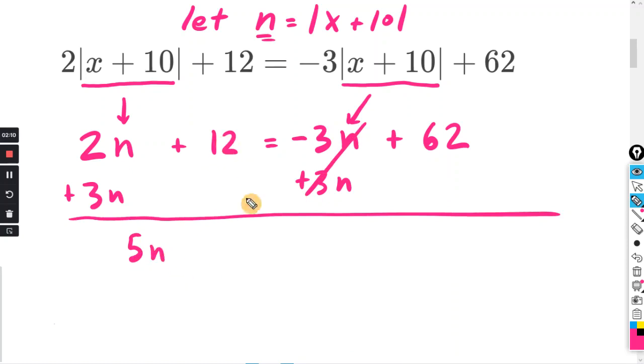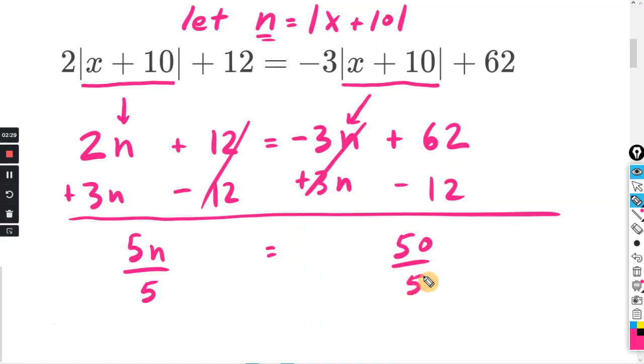Okay, and now I want the constant term over here. So the opposite of plus 12 is minus 12. All right, 12 minus 12 is gone. Bring down the equal. 62 minus 12 is 50. Solving for n, I'm going to divide both sides by 5. And the 5s cancel. 50 divided by 5 is just 10.